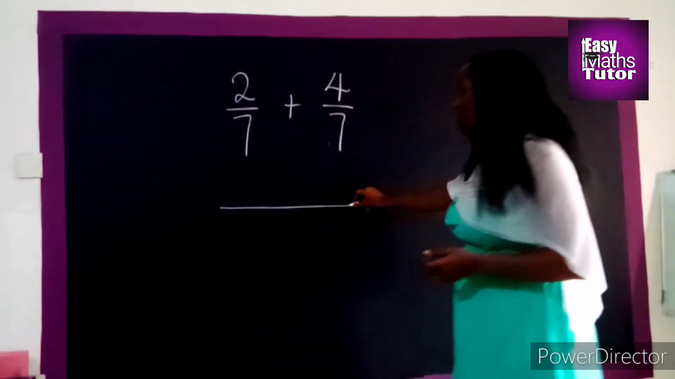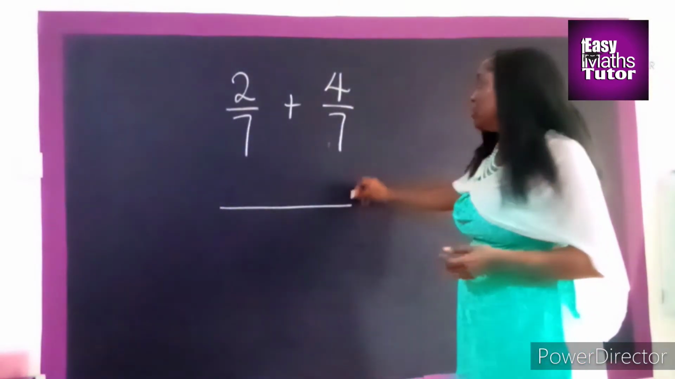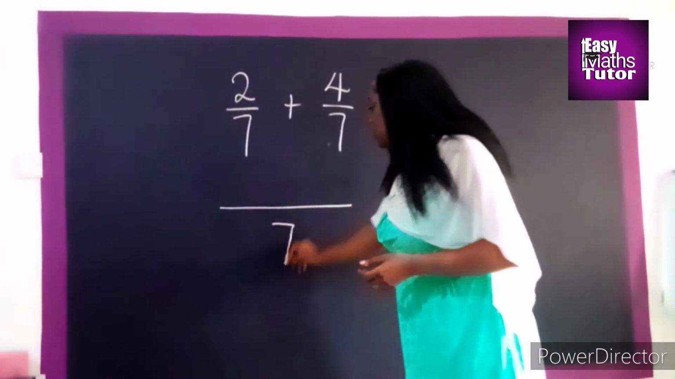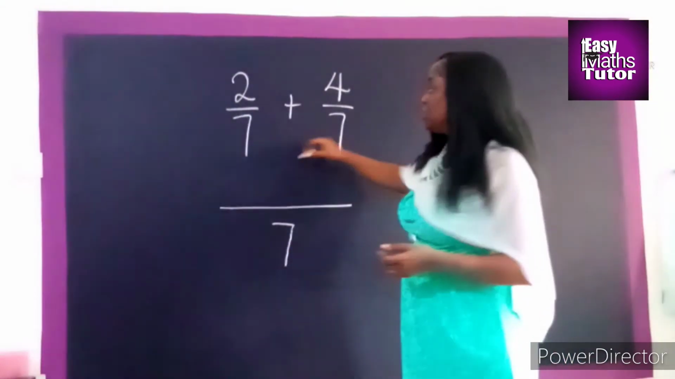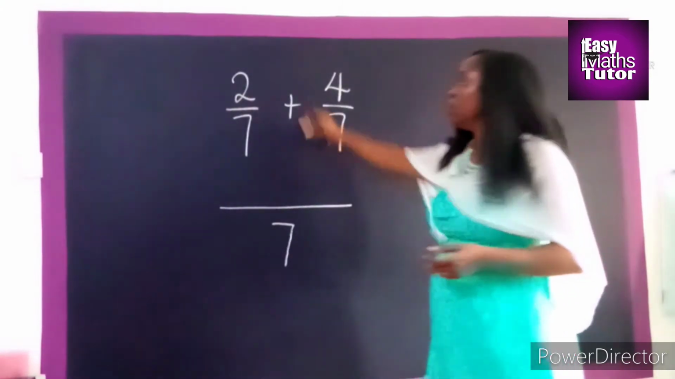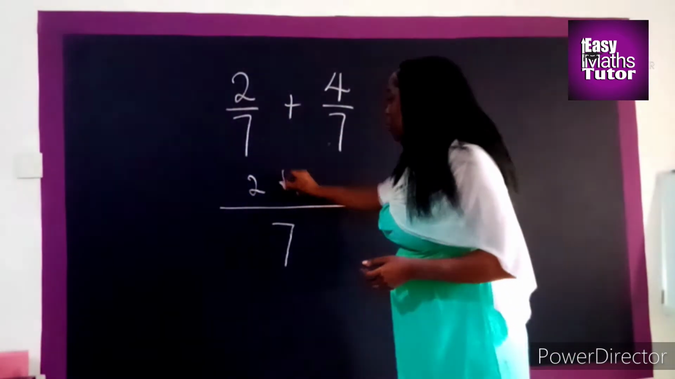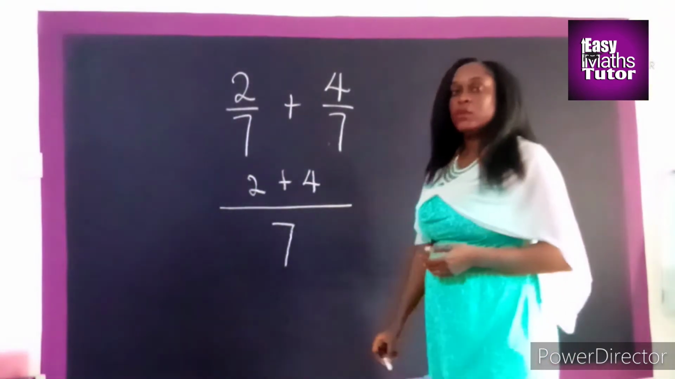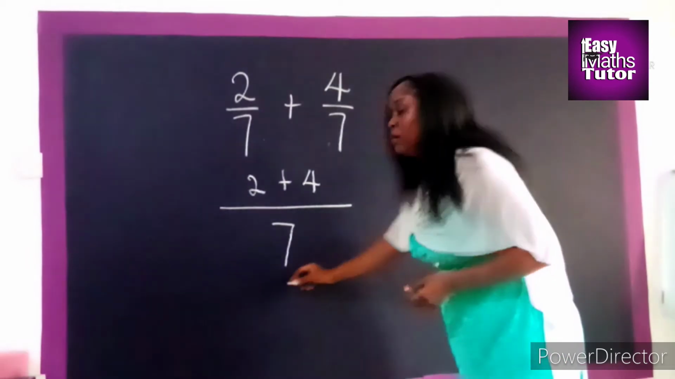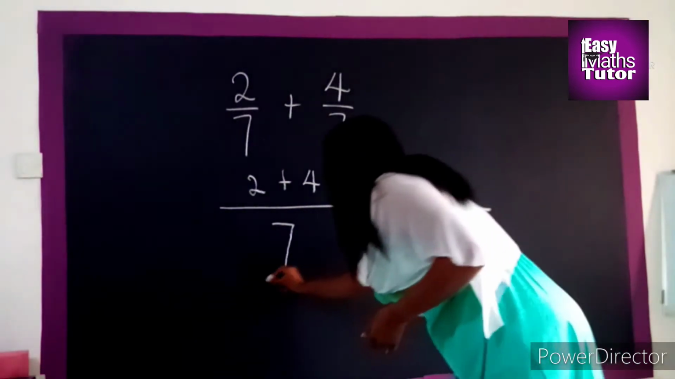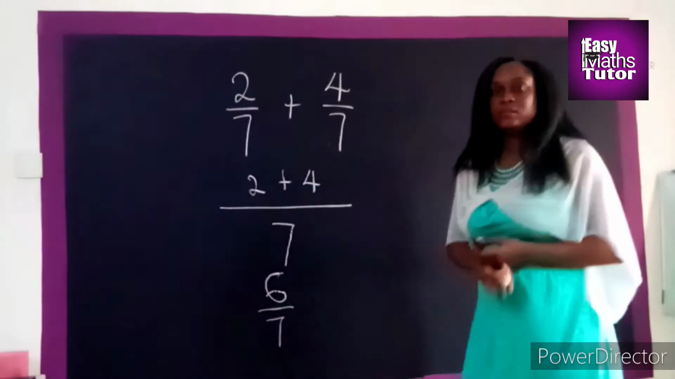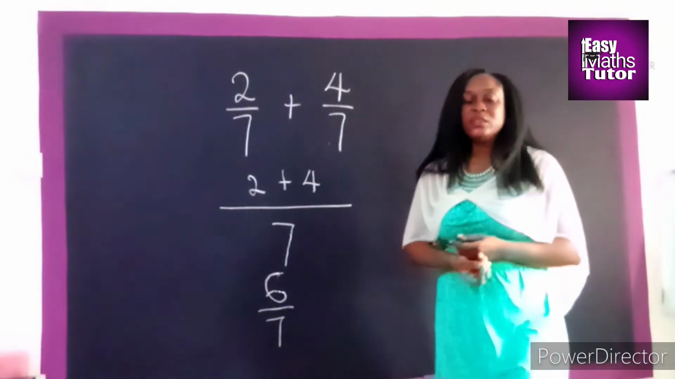So we're going to draw a long line along the denominator. And since the denominators are the same, 7, we're going to just bring 7 down here. And because they're the same, we're not doing anything special. We'll just say 2 plus 4. Alright? 2 plus 4. So our final answer will be 6 over 7.